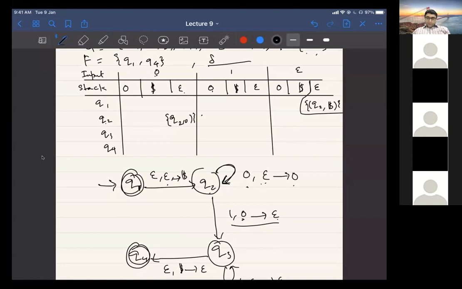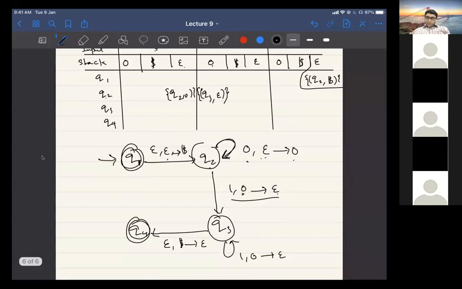So it says that when the machine is in Q2, go to Q3. Go to Q3 and push epsilon, empty, onto the stack, and this is what we have. Okay, that's it. We don't do anything else here in Q2, because in Q2 we don't do anything other than that. Let's go to Q3. In Q3, there are two transitions.